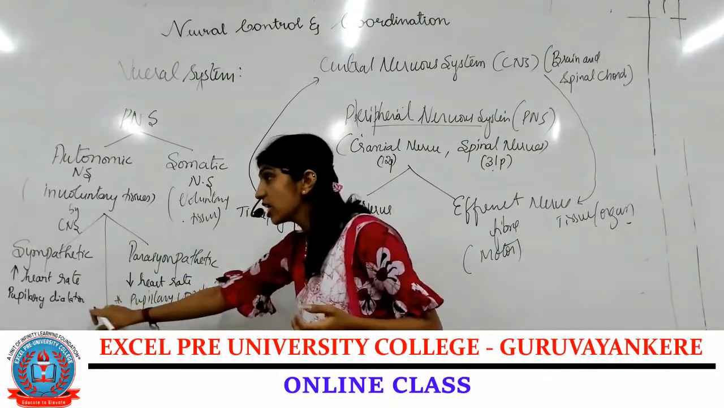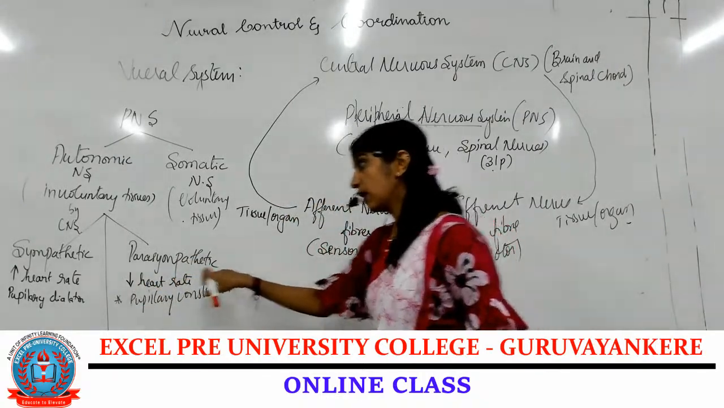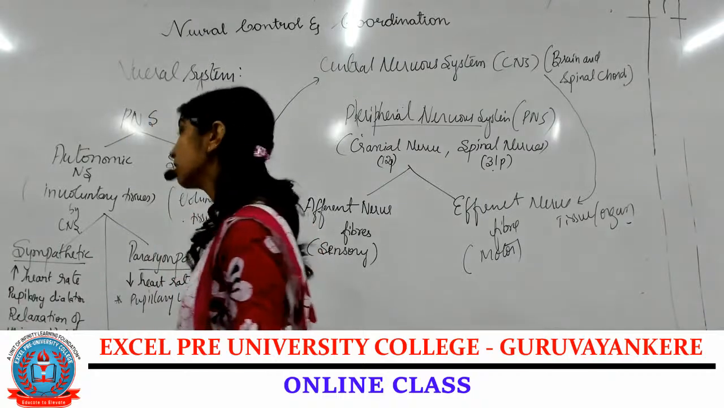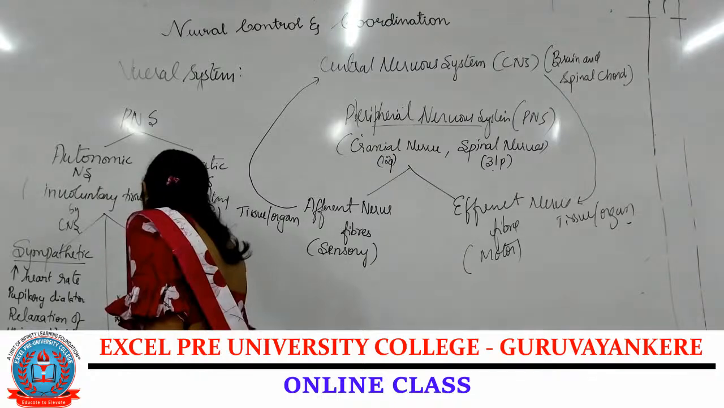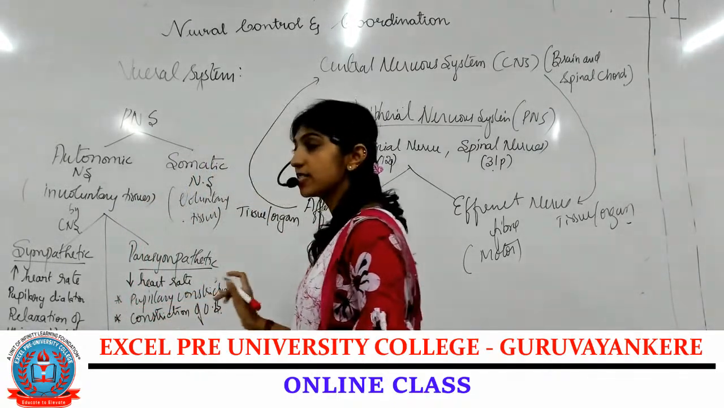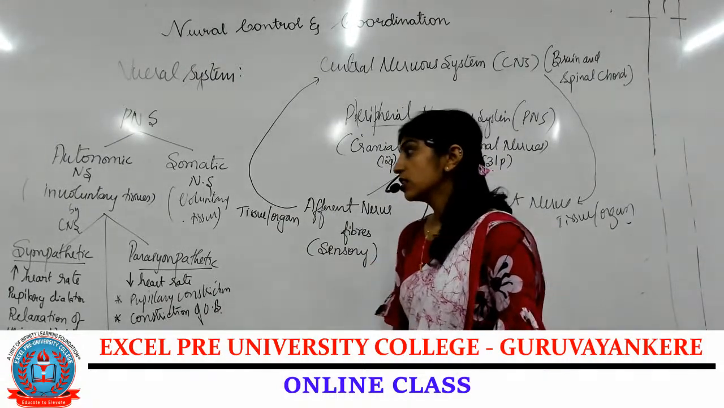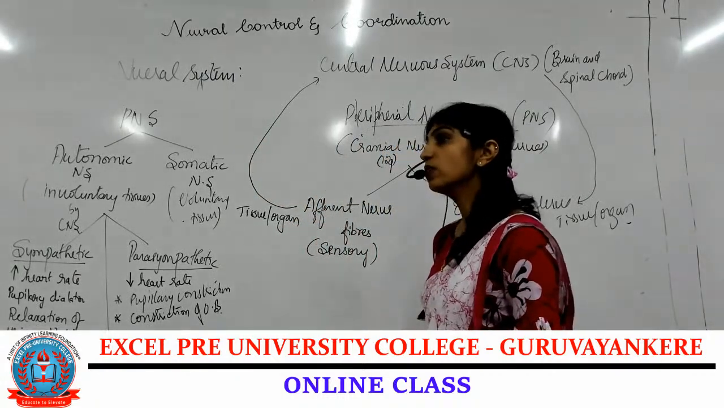Okay, sympathetic nerve increases the heart rate, parasympathetic nerve decreases the heart rate. Then sympathetic nerve helps in pupillary dilation, parasympathetic nerve in pupillary constriction. Is it clear? Now, sympathetic nerve mainly relaxes the urinary bladder. It helps in the relaxation of the urinary bladder. Parasympathetic nerve is for constriction of the urinary bladder, sympathetic nerve for relaxation of the urinary bladder.